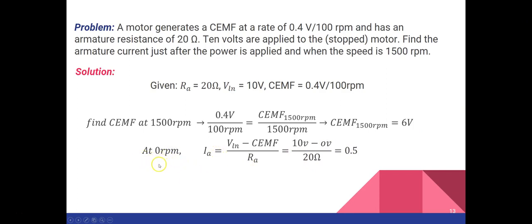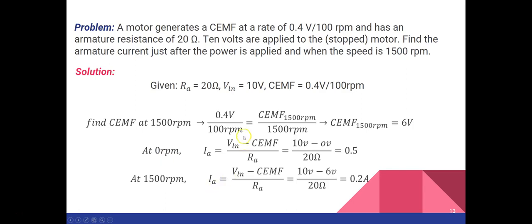Now let's calculate at 1500 RPM. You will use the same formula. Line voltage is going to be the same, so 10 volts. Counter EMF at 1500 RPM is going to be 6 volts, because we have already calculated it above, and then this whole is divided by the armature resistance. If you do so, you will get 0.2 ampere. So this is the solution of this problem.